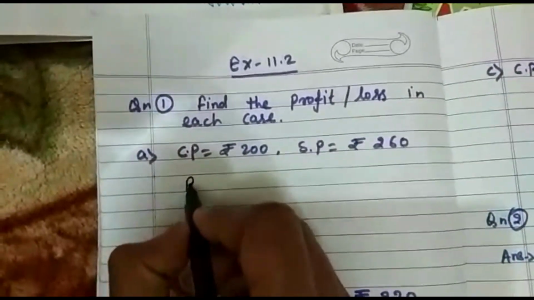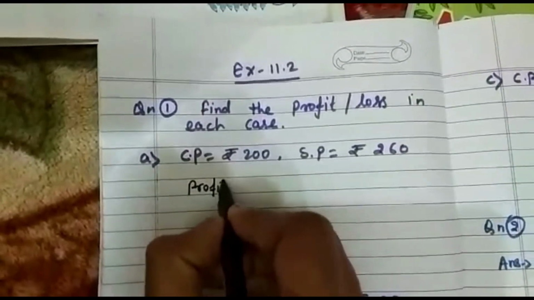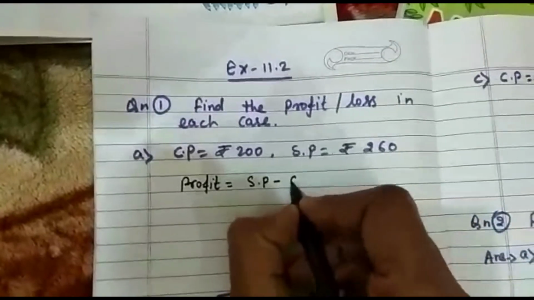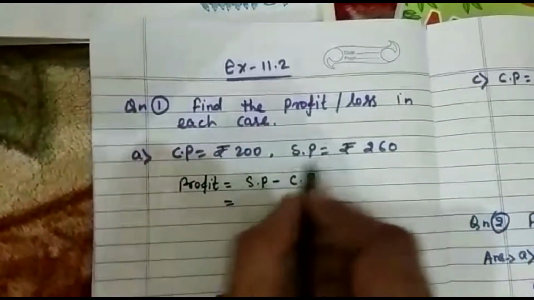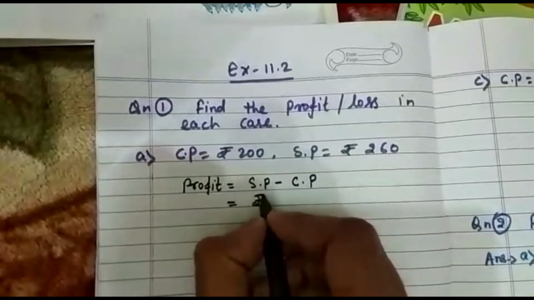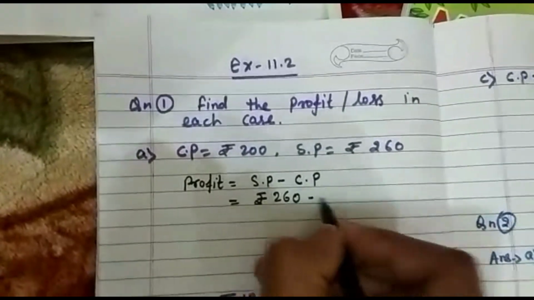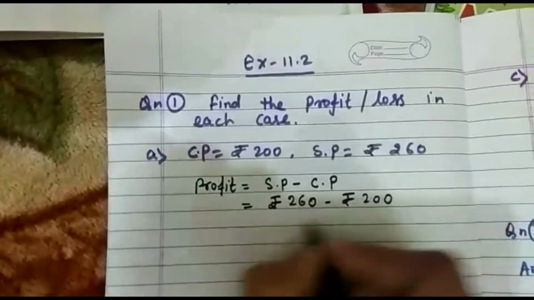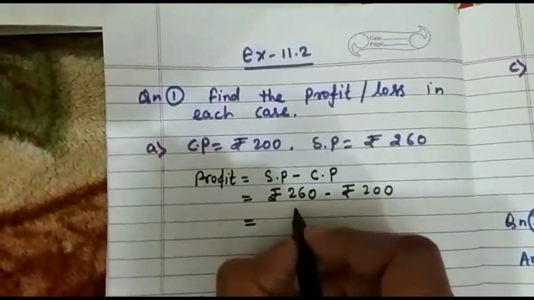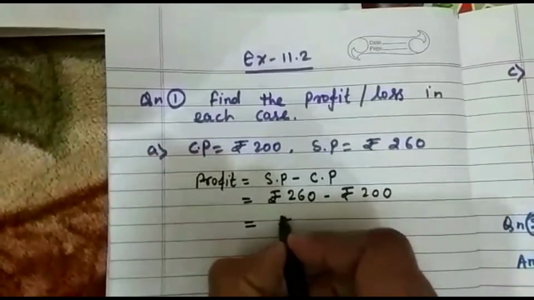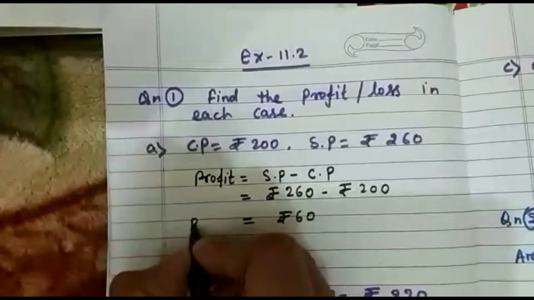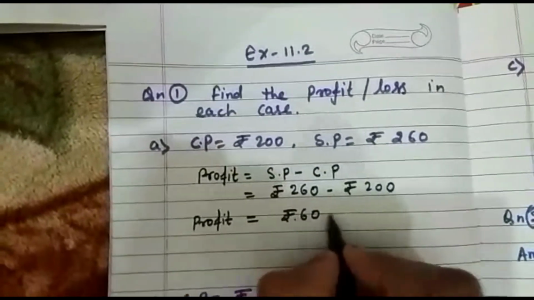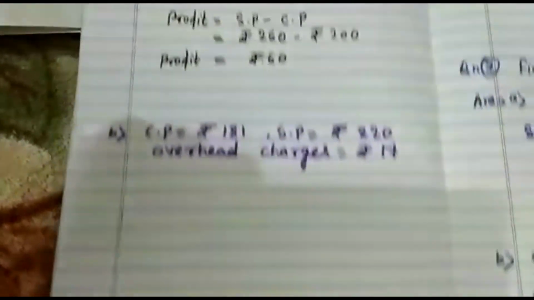Okay. So what is the formula for profit? As I have discussed with you, SP minus CP. SP minus CP. Put the value. SP is 260 rupees. CP is 200 rupees. So, how much profit you are getting? 60 rupees profit. Okay. So, in this question, what is happening here? Profit of 60 rupees. Let us do the second question.